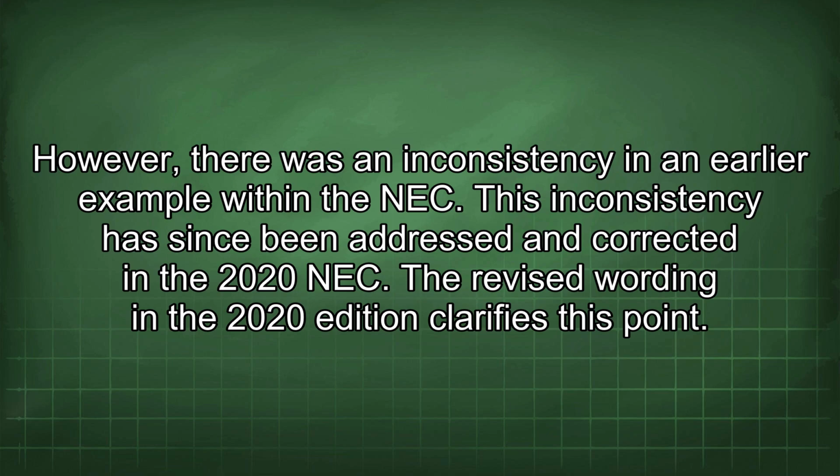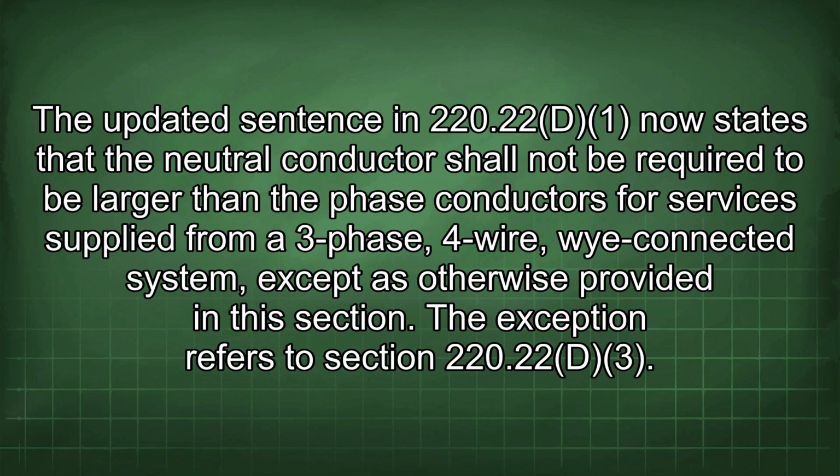However, there was an inconsistency in an earlier example within the NEC. This inconsistency has since been addressed and corrected in the 2020 NEC. The revised wording in the 2020 edition clarifies this point. The updated sentence in 220.22 DON now states that the neutral conductor shall not be required to be larger than the phase conductors for services supplied from a three-phase, four-wire, wye-connected system except as otherwise provided in this section.